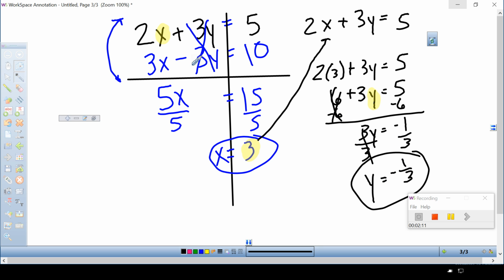Okay, so once I use elimination to solve for my x, I use substitution and substitute in the x to solve for my y.